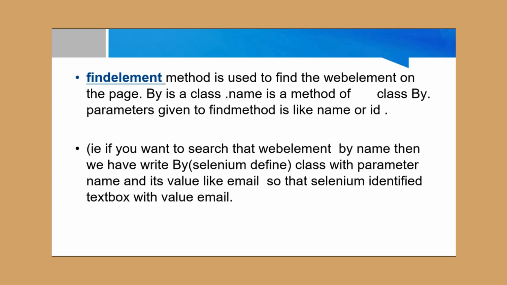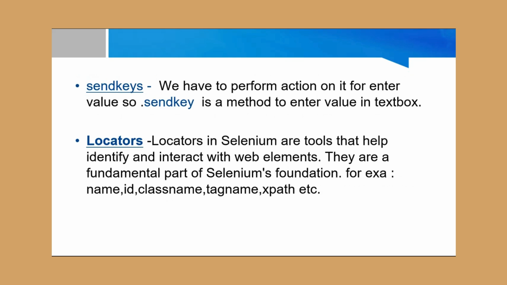If you want to search that web element by name, then we have to write By dot name. By is a class with the parameter name, and its value will be like email. If that text box is the email text box, then its value will be email. So we can find the value of those locators on the web page. I will explain that in the next step.